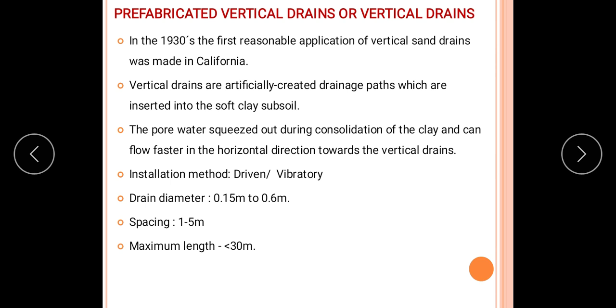In the 1930s, the first reasonable application of vertical sand drains was made in California. Vertical drains are artificially created drainage paths which are inserted into the soft clay subsoil. So these are vertical drains we are making artificially in the site. By making a sand column or inserting PVDs, the pore water squeezed out during consolidation of the clay can flow faster in the horizontal direction towards the vertical drains.